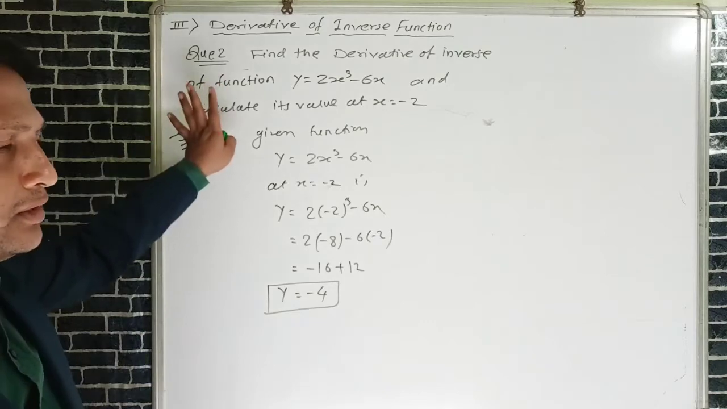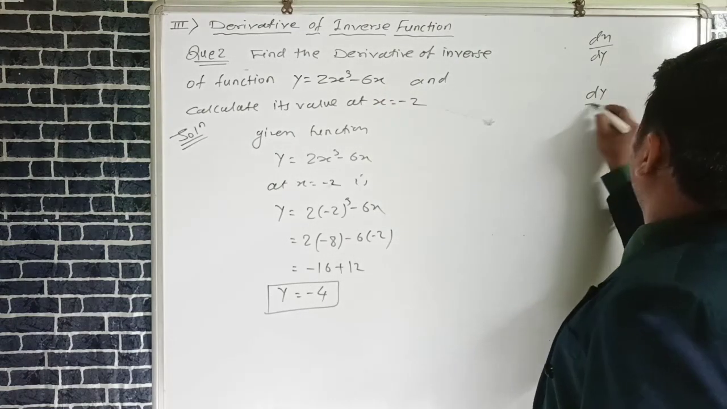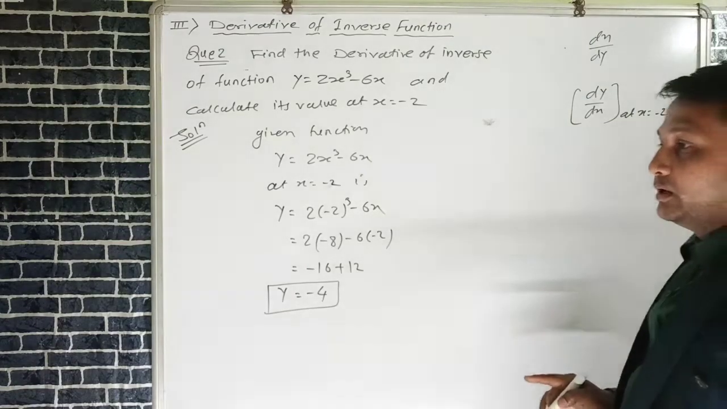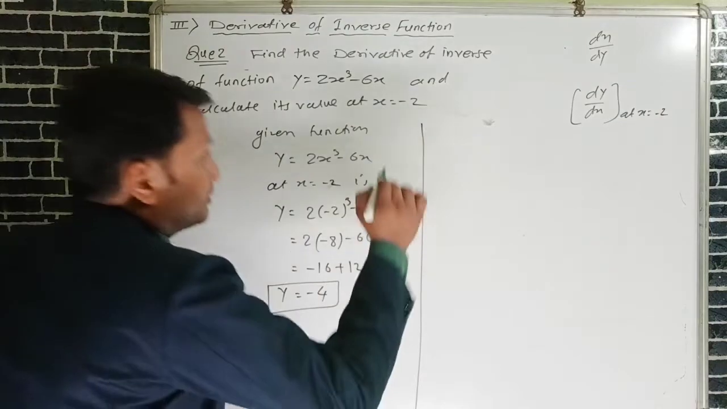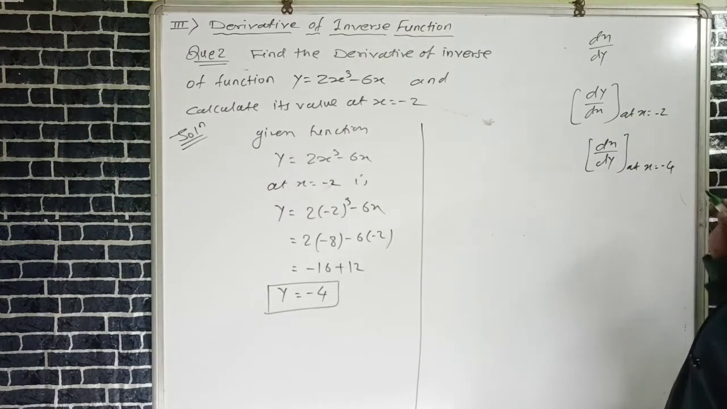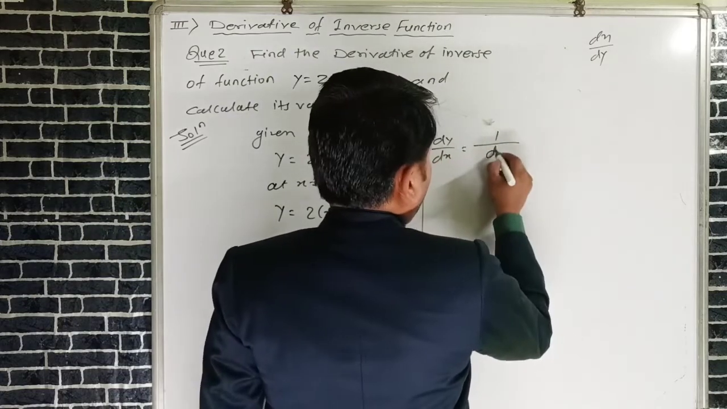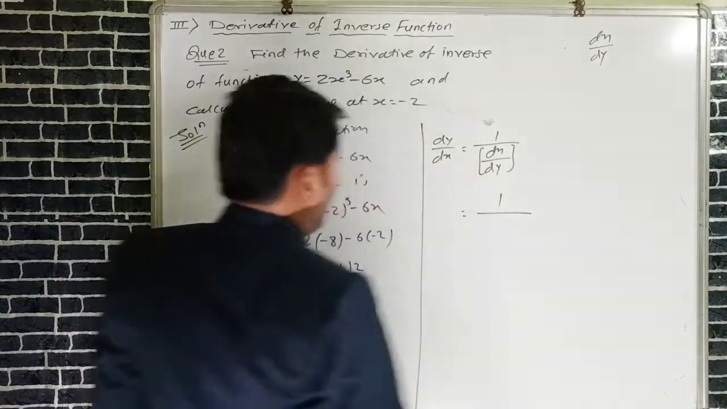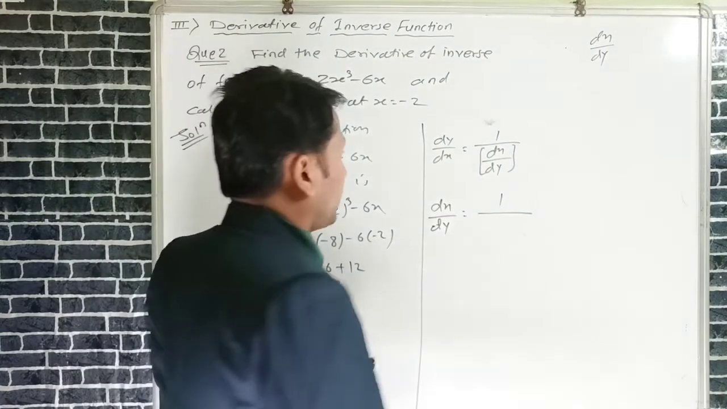By the given condition, we have to find dx upon dy. If we find the derivative of y with respect to x, it is dy upon dx at x is equal to minus 2, then its inverse is x in terms of y. Hence, we have to find dx upon dy at y is equal to minus 4. We know that dy upon dx is equal to 1 upon dx upon dy. The value of dx upon dy is 1 upon dy upon dx.